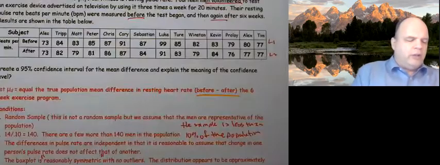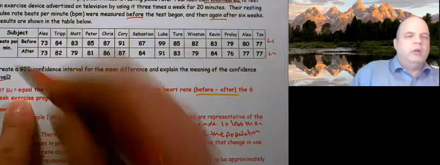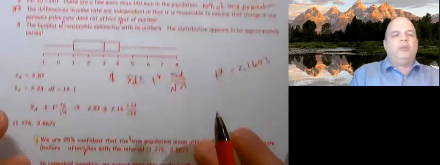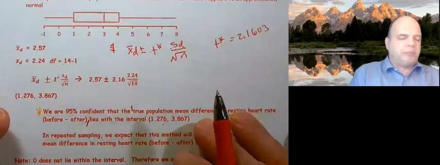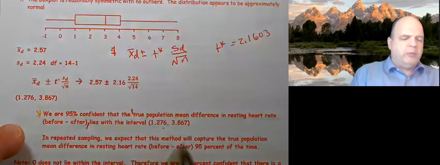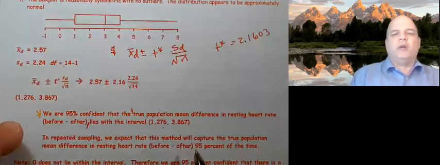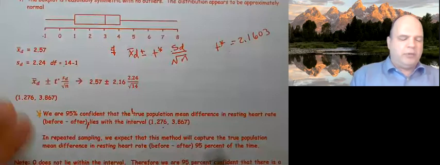Now, in this case, it also explained the meaning of the confidence level. So I have no choice but to do the in repeated sampling. So in repeated sampling, we expect that this method will capture, what's it going to capture? Our definition, the true population mean difference in resting heart rate before minus after 95% of the time.